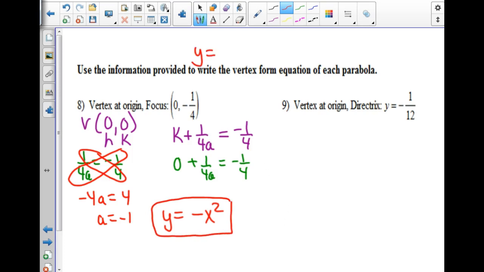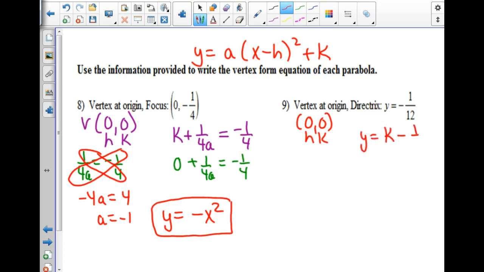All right, maybe we should write down our format up here for the equation of a parabola in vertex form. All right, this one's vertex at the origin also. Your h and your k are 0, and now it gives you the directrix. The directrix formula is k minus 1 over 4a. Well, they just told me that y is negative 1/12, so I'm going to replace y with negative 1/12. That'll equal my k, which is 0, minus 1 over 4 times a.